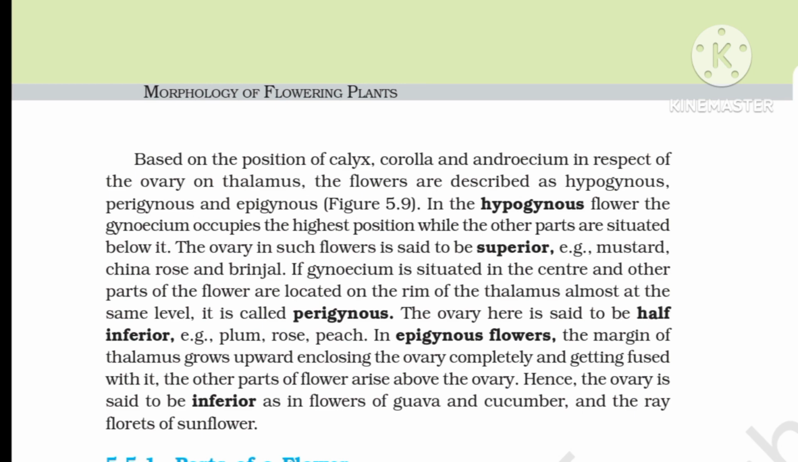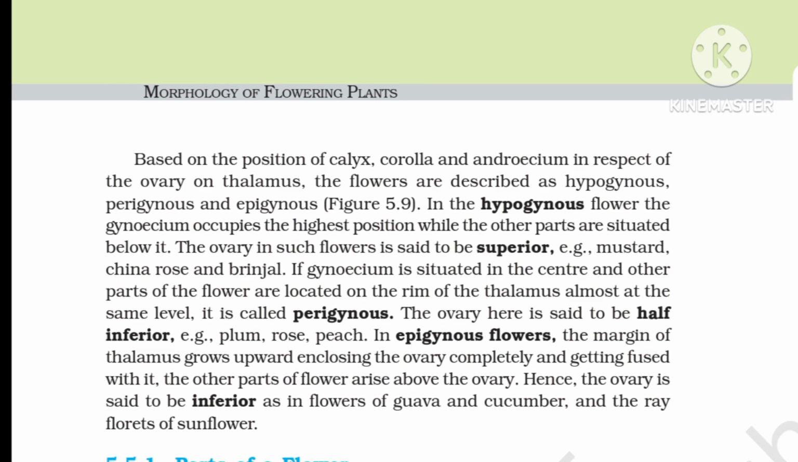Figure 5.9. In the hypogynous flower, the gynoecium occupies the highest position while the other parts are situated below it. The ovary in such flowers is said to be superior. Example: mustard, China rose, and brinjal. If the gynoecium is situated in the center and other parts of the flower are located on the rim of the thalamus almost at the same level, it is called perigynous. The ovary here is said to be half inferior.